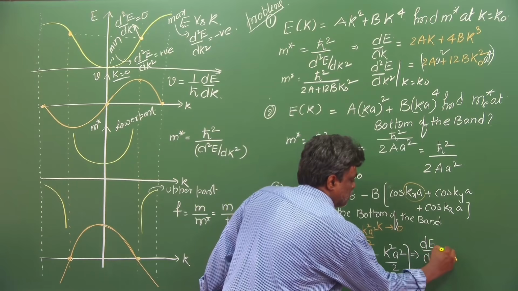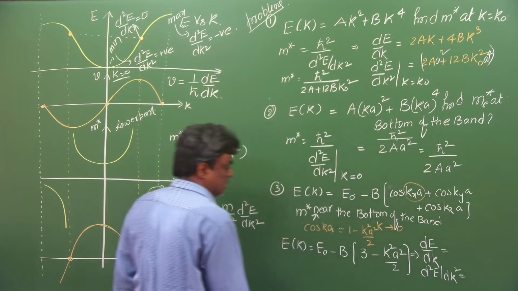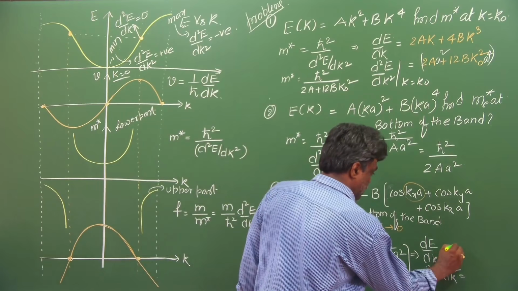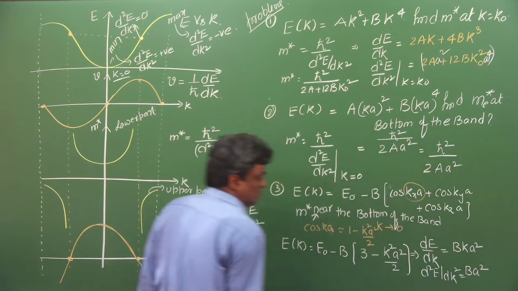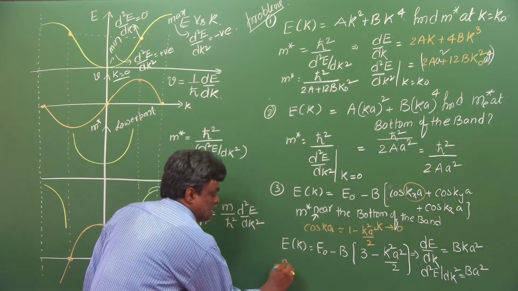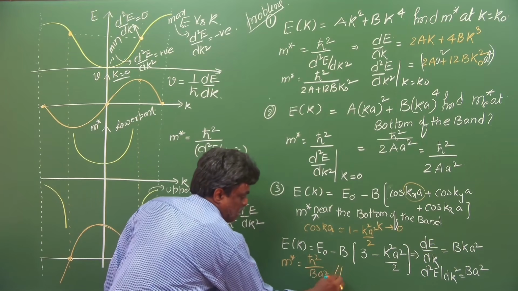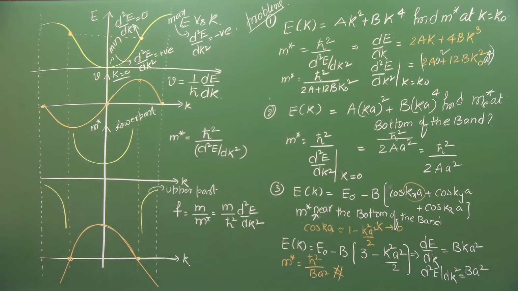One time derivative and after that two times derivative. I hope you are doing it. One time derivative: minus minus plus, the 2 gets cancelled, b k a square, and one more time derivative gives b a square. I hope now you got the answer. M star equal to h cross square by b a square. Don't copy. Over. Next problem.